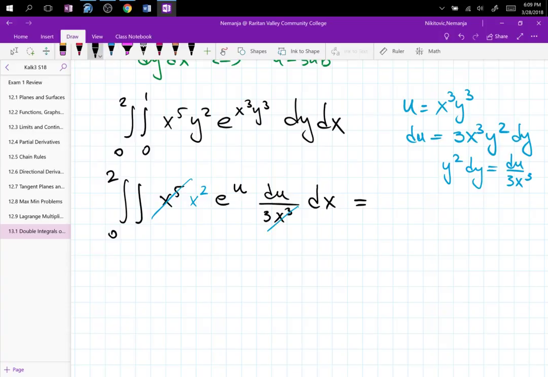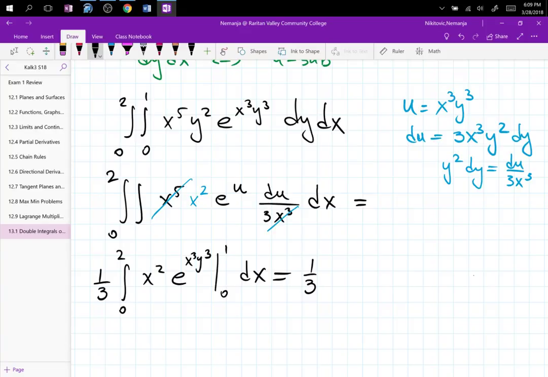So 0 to 2, and then integral, I said hold off with limits. And I have now x squared. Oh no, I don't need the integral now because I want to integrate. I'm going to kick 1/3 in front of the integral, and then have x squared e to the u dx left. And now this e to the u needs to be computed, but I'm not going to put e to the u. I'm going to put back x cubed y cubed, and I'm going to compute that from 0 to 1, because I put limits back.